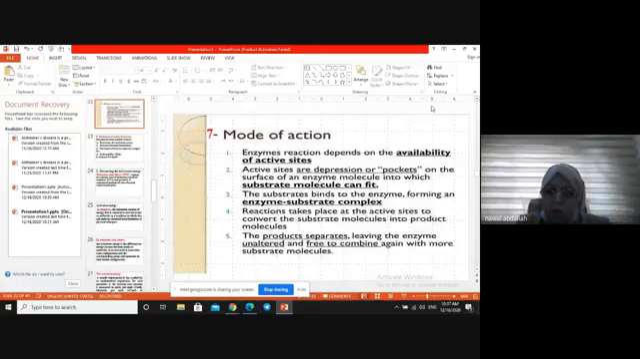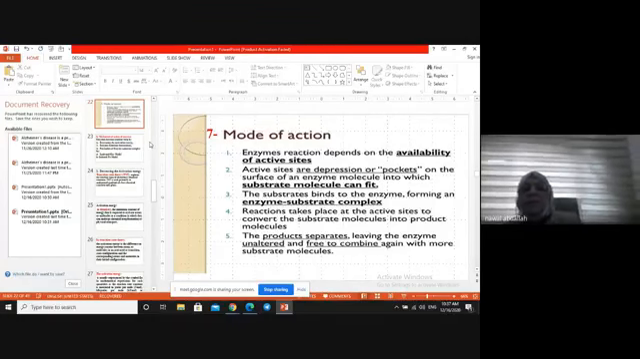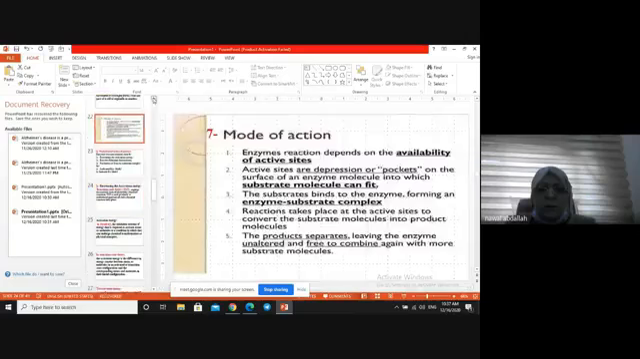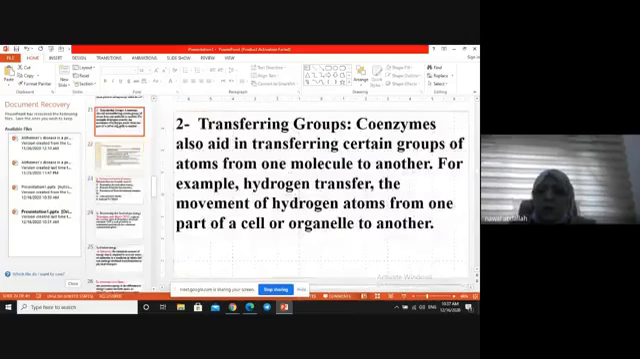Mode of action, we read it and explained it, of course: any action of the enzyme must react or bind with the substrate by peptide bond. The mechanism of action depends on the decreasing of activation energy.